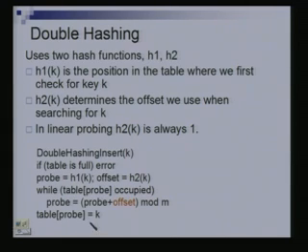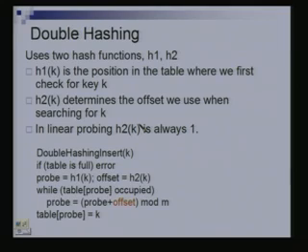Okay? So, let us look at this piece of code. Probe is set to h1 of k, so that is the first position I look at, and offset is set to h2 of k. First, I look at the location specified by probe in the table. If it is occupied, then the next location I look at is probe plus offset. Probe is set to probe plus offset. If this is also occupied, then the next location I look at is probe plus offset again. So offset determines how much distance I advance every time I don't see the element that I am searching for.